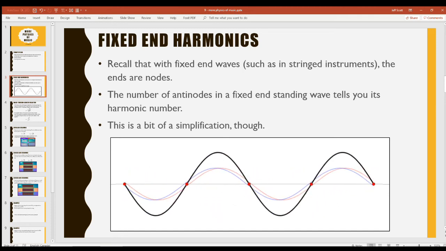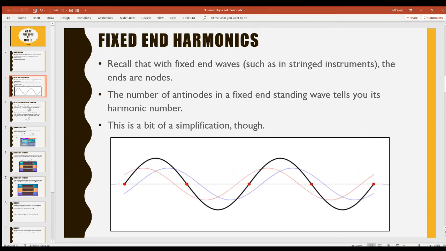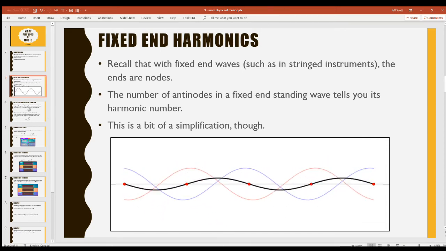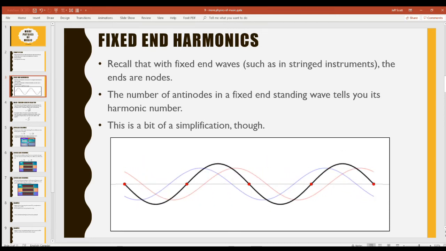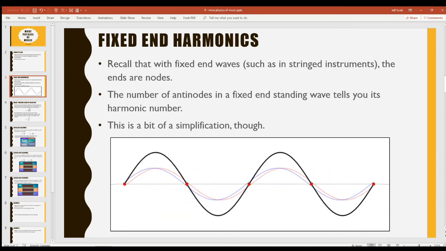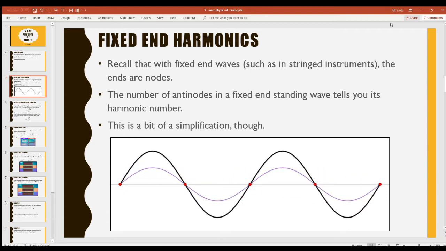Now I don't want you to get too used to the idea that the number of antinodes is your harmonic number. It really only works with fixed end harmonics. It's a bit of an oversimplification, so I wouldn't get too used to it, but it is just a useful thing to remember for fixed end harmonics because it allows you to identify what the harmonic number is just by looking at it.